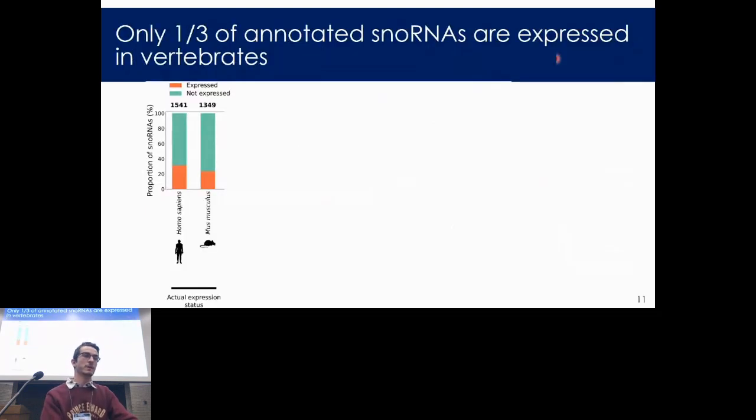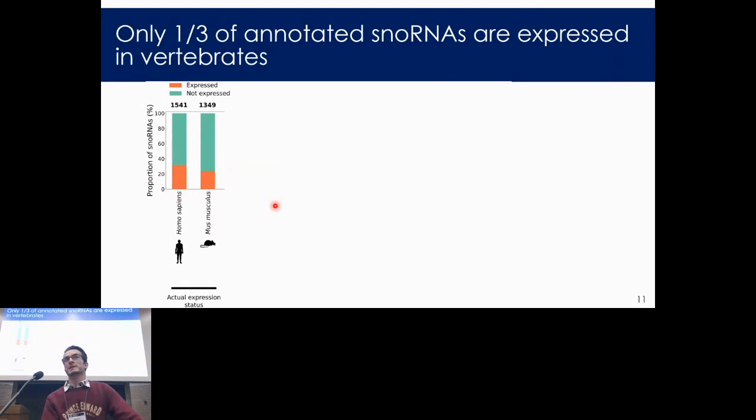Finally, I want to show you that we applied our models to other species. First, we validated our models on the mouse species for which we had available tight-seq data sets. Here, what's represented is the actual proportion of expressed and not expressed snoRNAs in the mouse, but our models were actually predicting almost exactly the same proportion, so around 25% of expressed snoRNAs, which is pretty similar to what we see also in humans, around 1/3 here.